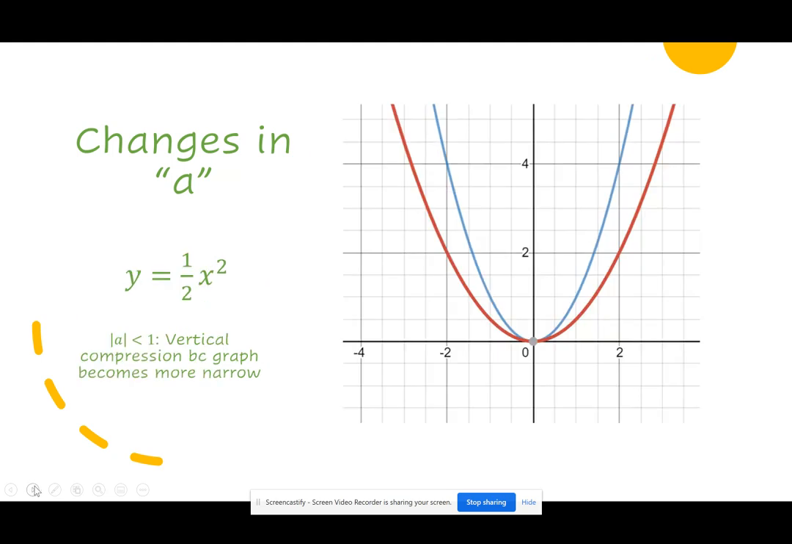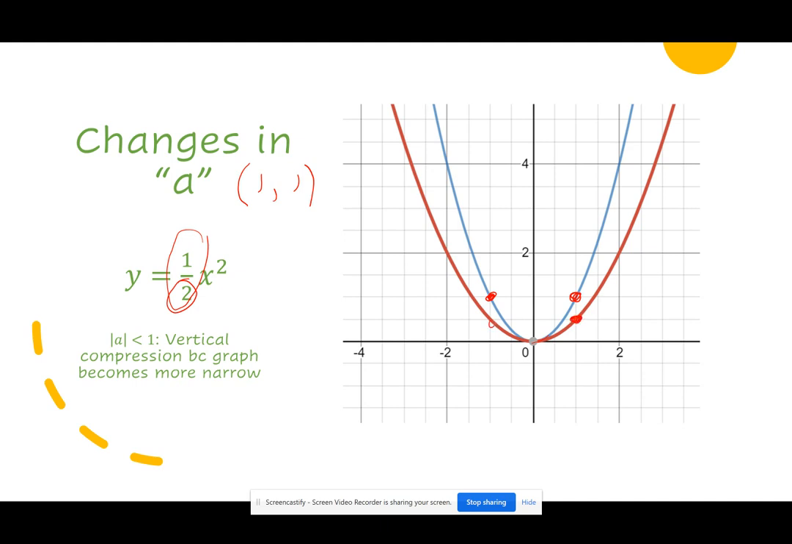Then we have y equals 1/2 x squared. This makes our graph wider, not more narrow, so it's a vertical compression because it's getting shorter. Same type of thing: we get 1, 1 on a normal graph right here, but you would divide that now by 2, or whatever's in the denominator.